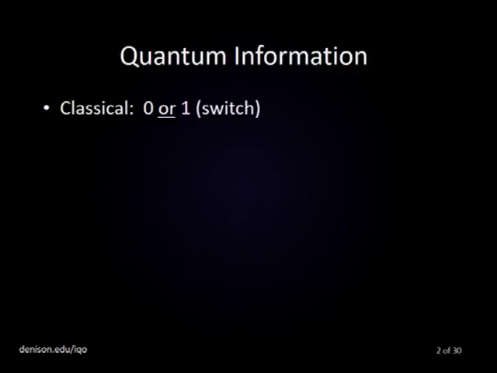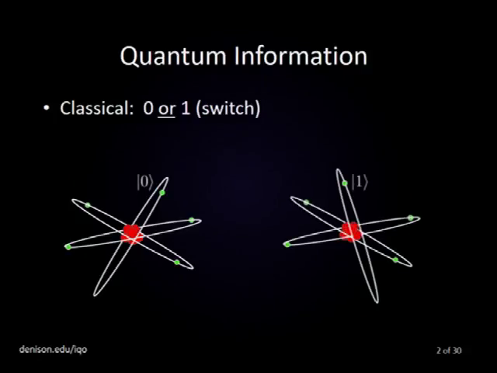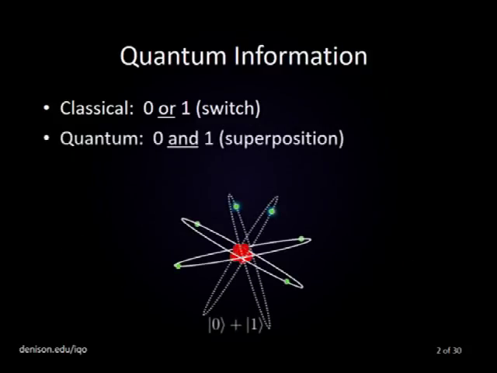Now we can do the same kind of thing with atoms, where we can take, say, two states of the atom, say two electron configurations, call one of those configurations a zero, call another configuration a one. But the great thing about atoms is that they obey quantum mechanics, so we can actually have not just zero or one, but we can have zero and one simultaneously. So these superpositions of states then lead to a new range of things that you can do with information.